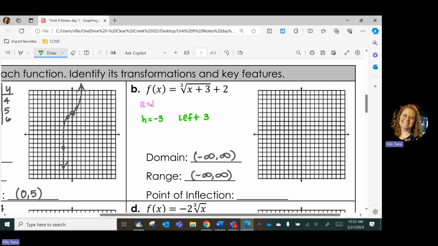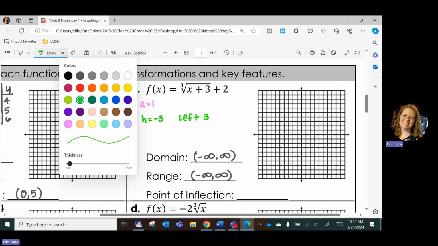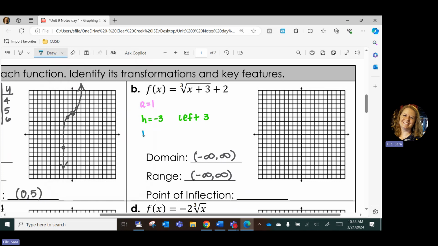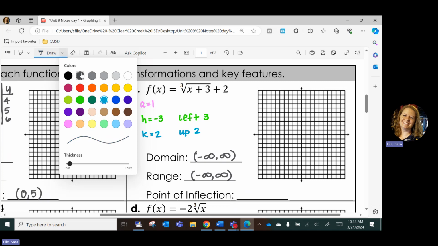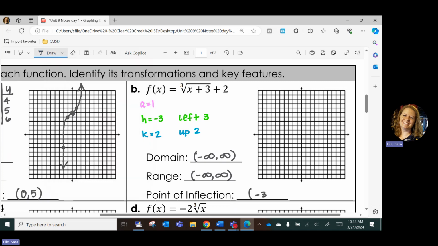Now the a had no effect. A being 1, that's the same as the parent function. Okay, what about k? Positive 2, so what's the transformation? Up 2, good. So my HK, my point of inflection, is at negative 3, 2. So I'm going to plot that.